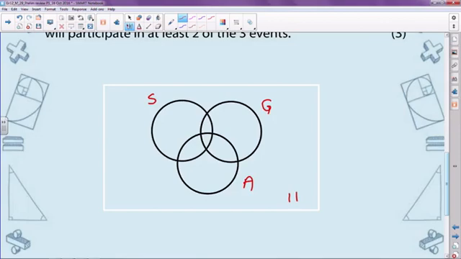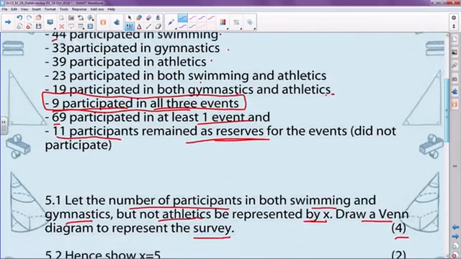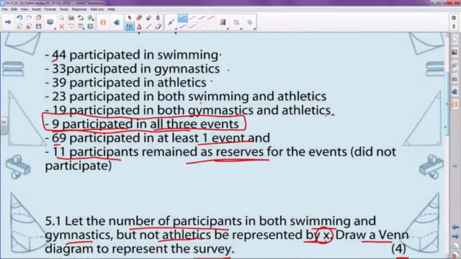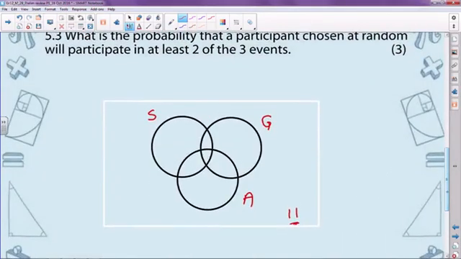I've shown that 11 people do not take part in anything, so they are going to be excluded from those 3 circles. So I said to you, when we draw the Venn diagram, before we go on to representing by X, I want to start at the intersection of all 3 events. They tell us that 9 people participated in all 3 events, so that 9 is going to be the intersection of all 3 circles. So that 9 is going to sit there, where all 3, swimming, gymnastics, and athletics, coincide.